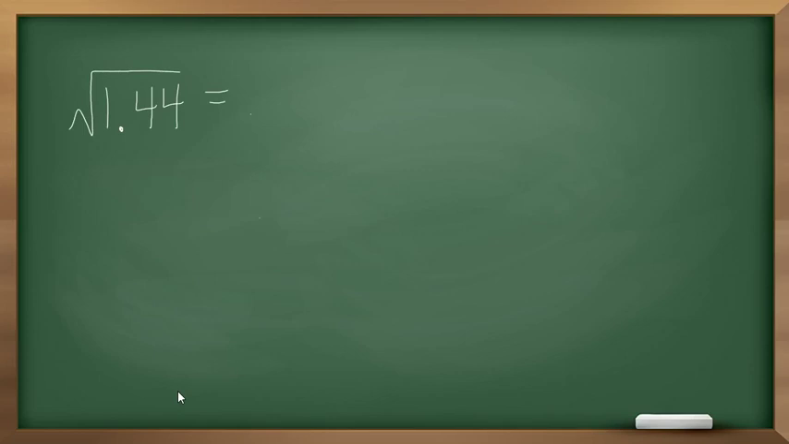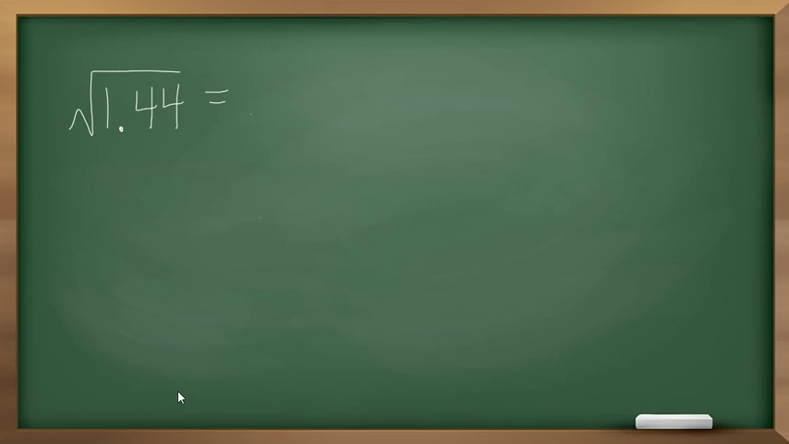For this video, we're going to be going over finding the square root of a decimal number. The example we've got is the square root of 1.44. The first thing I'm going to do to try to find the square root of this number is write it in fraction form, because sometimes it jumps out a little bit better at us in terms of what the square root would be.